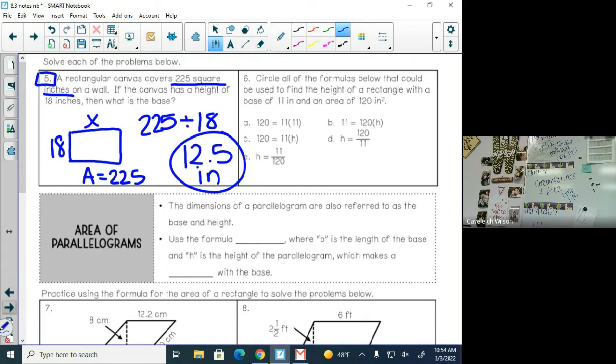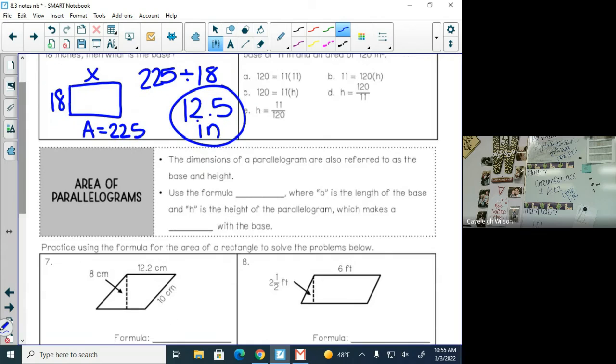All right, so we're going to go into area of parallelograms. Area of parallelograms is like length times width, but they do call it base times height. So it still doesn't matter the order you multiply in, but there is one little tweak we got to watch. So formula is base times height. The dimensions of a parallelogram are referred to as base times height.